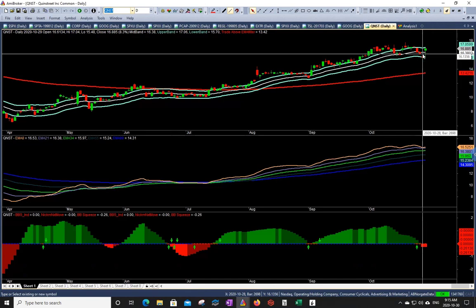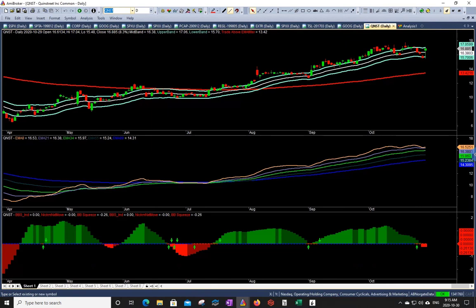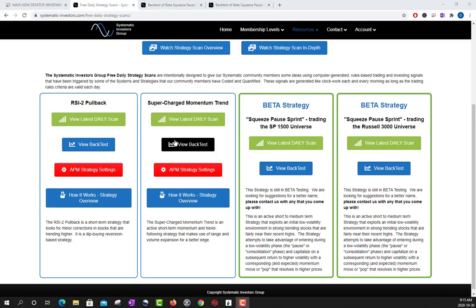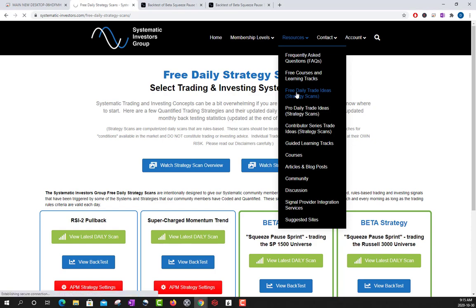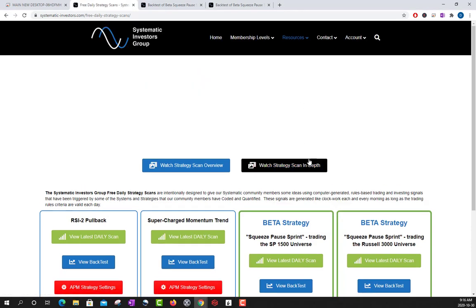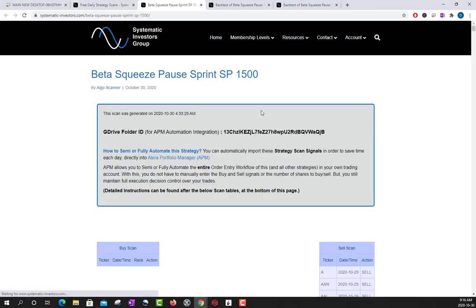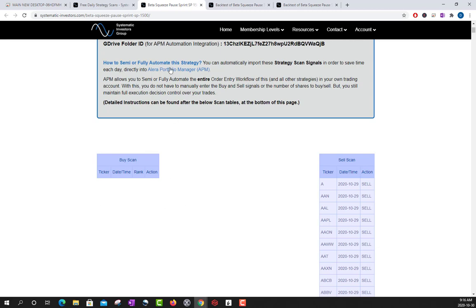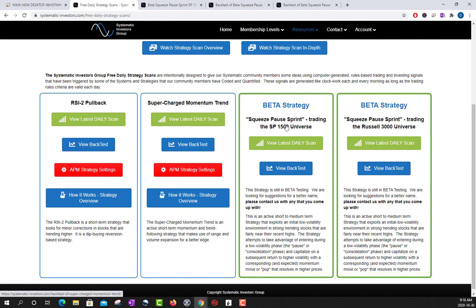So that was just a quick overview of this new strategy. As I mentioned, it is in beta. It's available on our website even for free members, so you can take a look at that here on our website under resources, free daily trade ideas. These are the actual strategy scans. If you click the green buttons, they will show you the strategy scans. Now we don't have any buy signals today, just sell signals, but you can see what those look like for both the S&P 1500 and the Russell 3000.